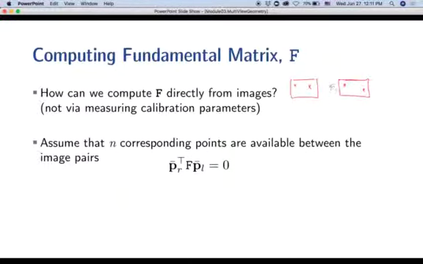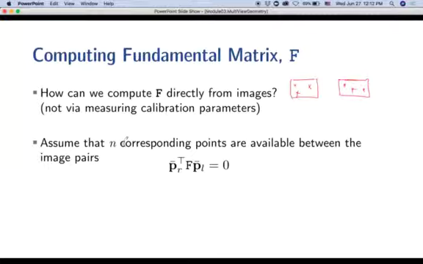I have some correspondences available. These are not point-to-line correspondences; I have some point-to-point correspondences available. In the same way as you had point-to-point correspondences available to estimate a homography, where you did a least square solution for homography. So let's see, if I have some point-to-point correspondences available, what can I do? How can I compute F?